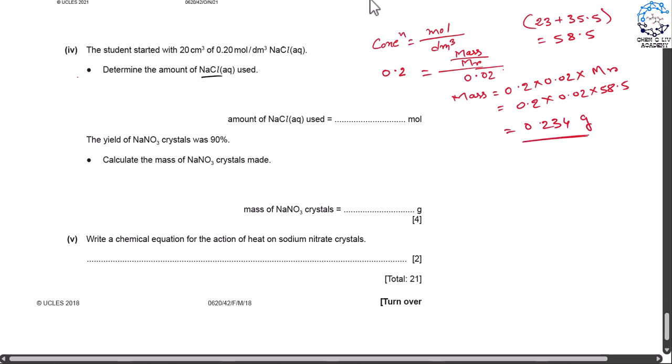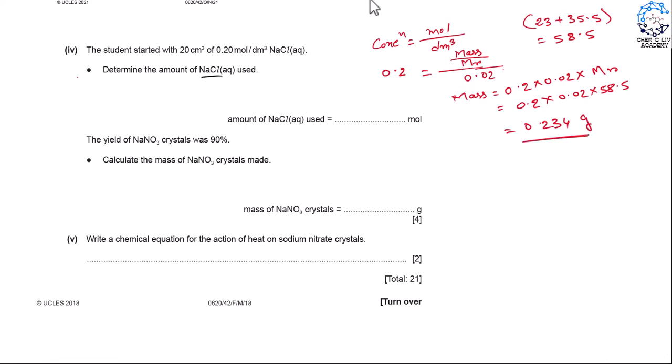Okay, so we got 0.234 gram. Oops, the question said, oh okay, how many moles? Right, so we need not calculate the mass, we just need to calculate the mole. So mole equals concentration times volume in decimeter cube. Concentration is 0.2 times volume 0.02, so it equals 0.004 mole. Great, so we have calculated one step ahead.